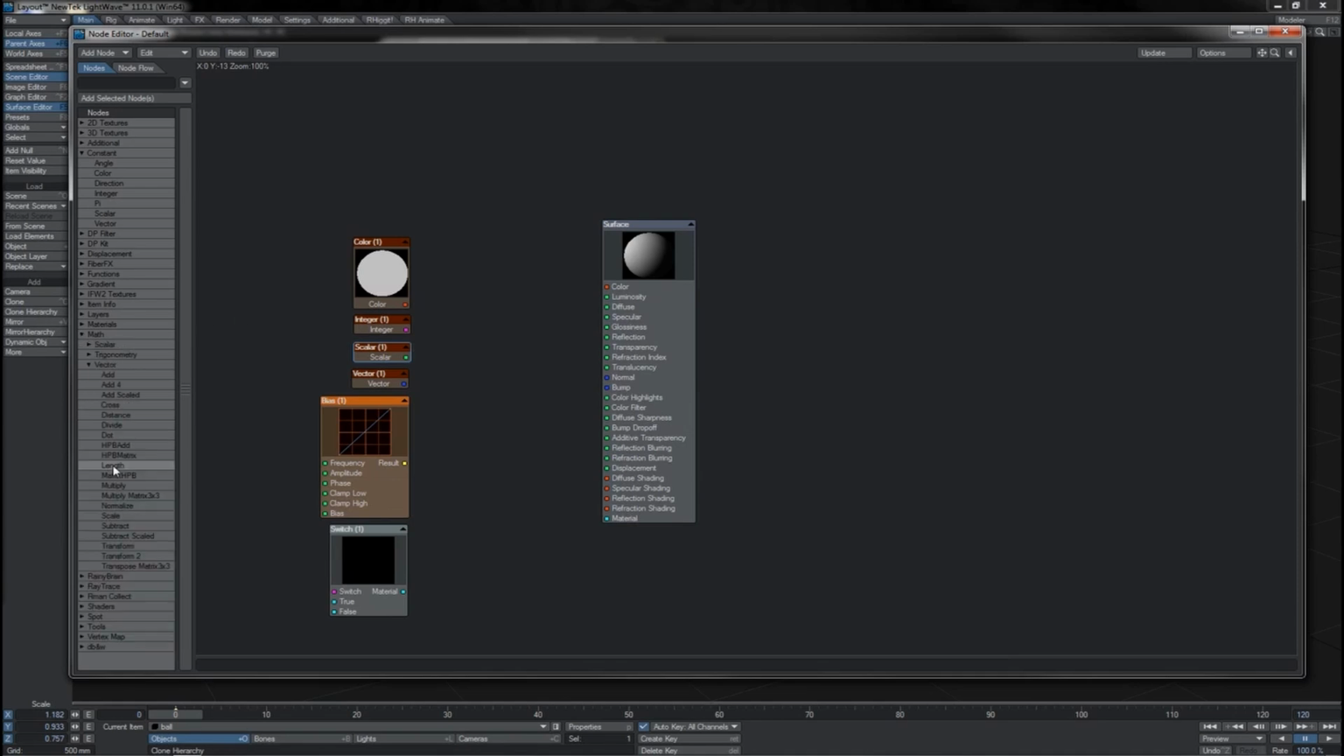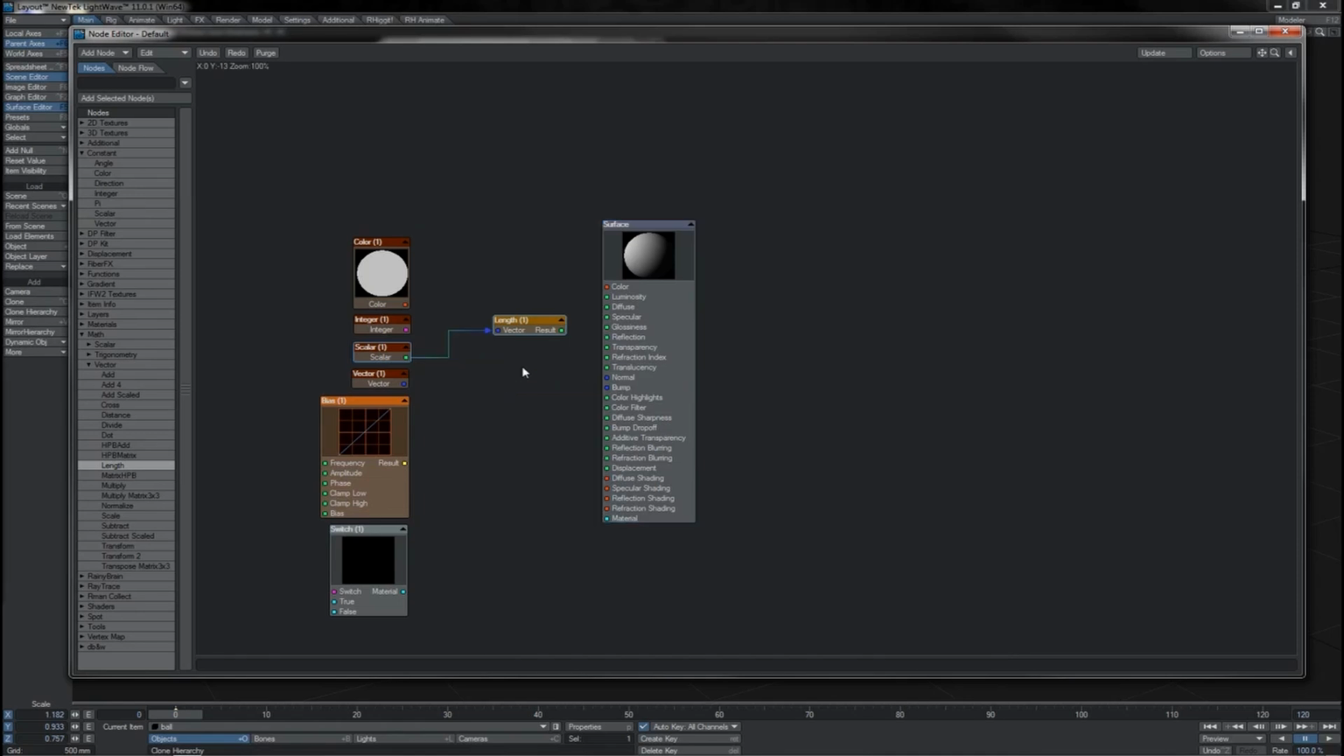Let's say I take something with a vector input, just like the length node here. Now it has a vector input. Bump and normal are both vector inputs. But you'll notice that in this case, I can plug a scalar into it. Now this may seem odd and confusing, and you think, okay, why can I plug into a vector here but I can't plug into a vector there?